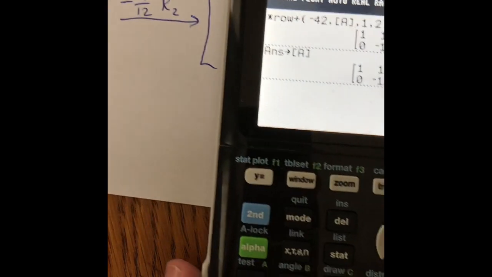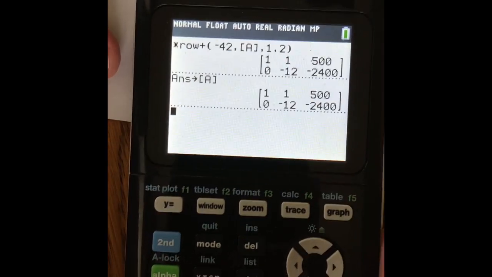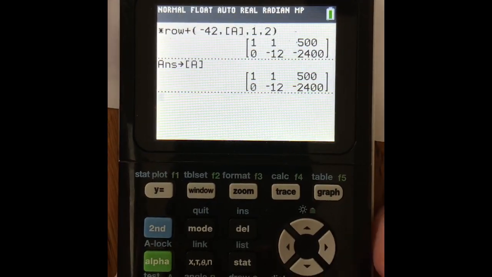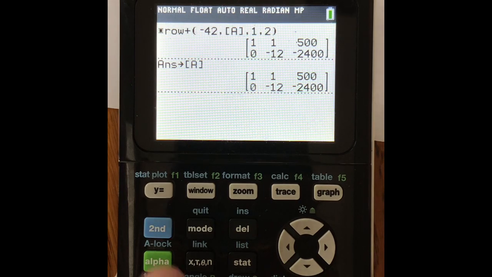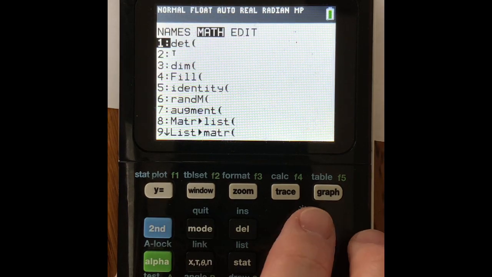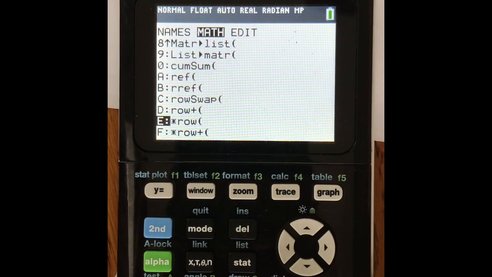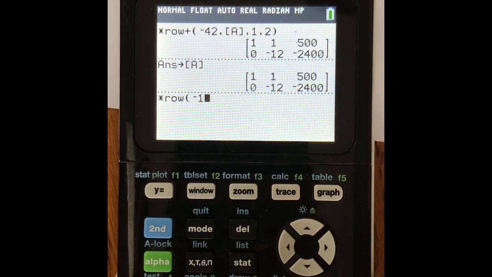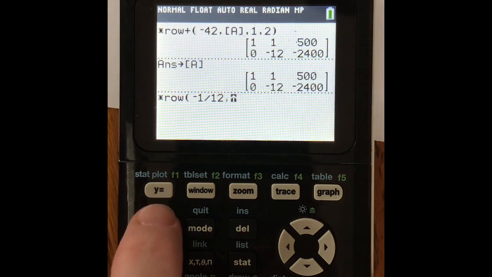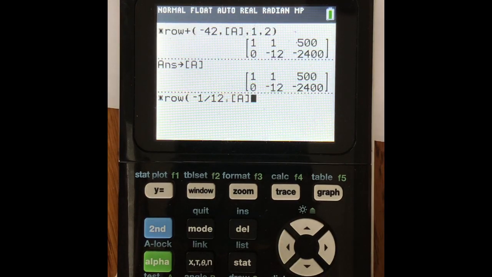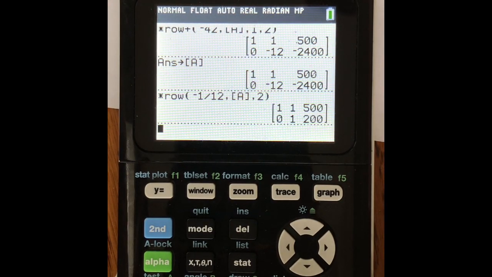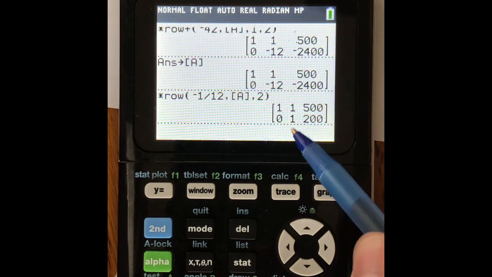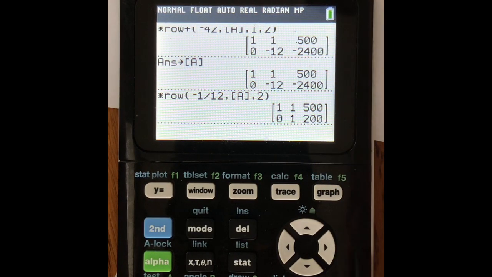All right, so going back to the calculator, here's how I could perform that row operation. Second matrix, math, times row. The multiplier is negative 1/12. The matrix we're working on is A. And the row that's being multiplied by negative 1/12 is row 2. Note, we now have a 1 right there. That's exactly what we were trying to accomplish.